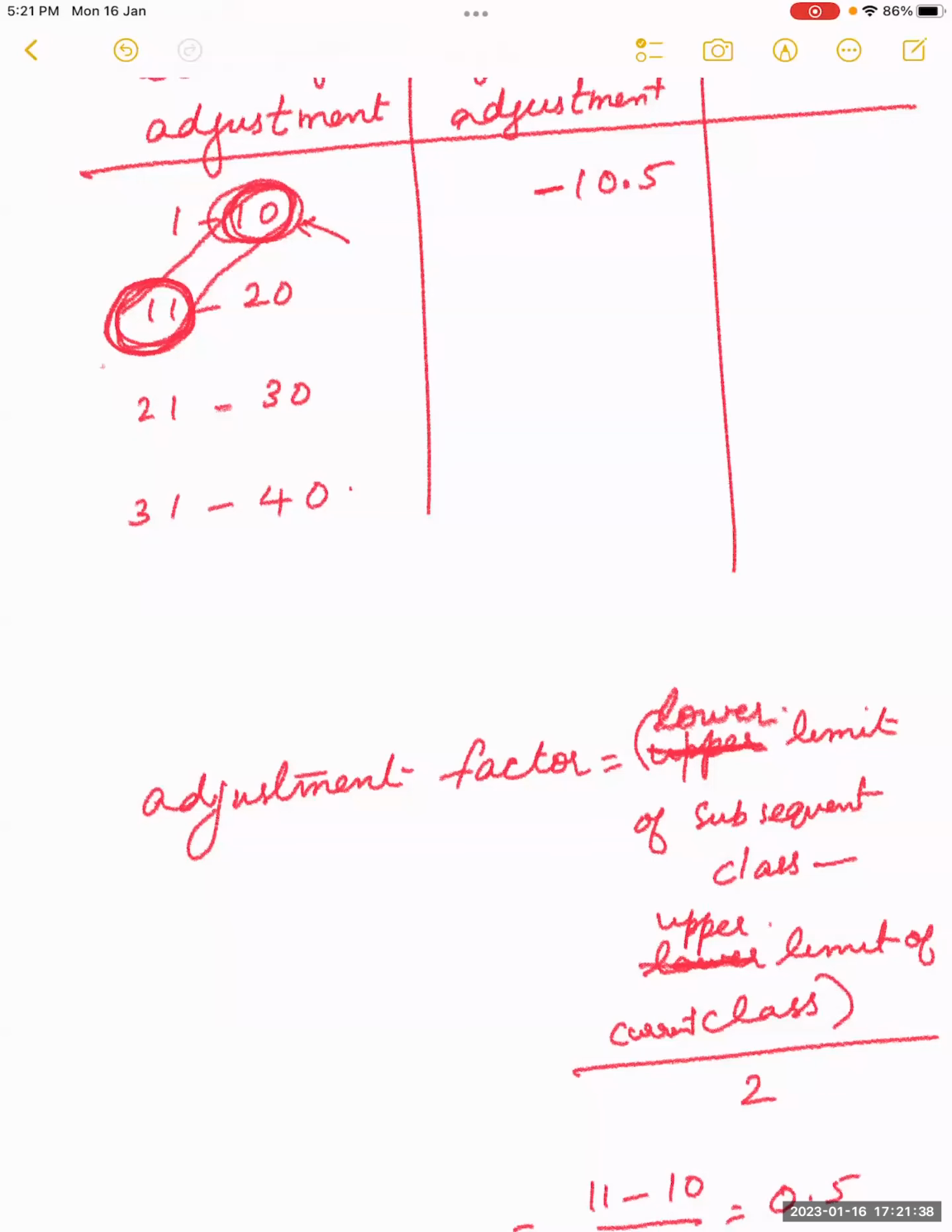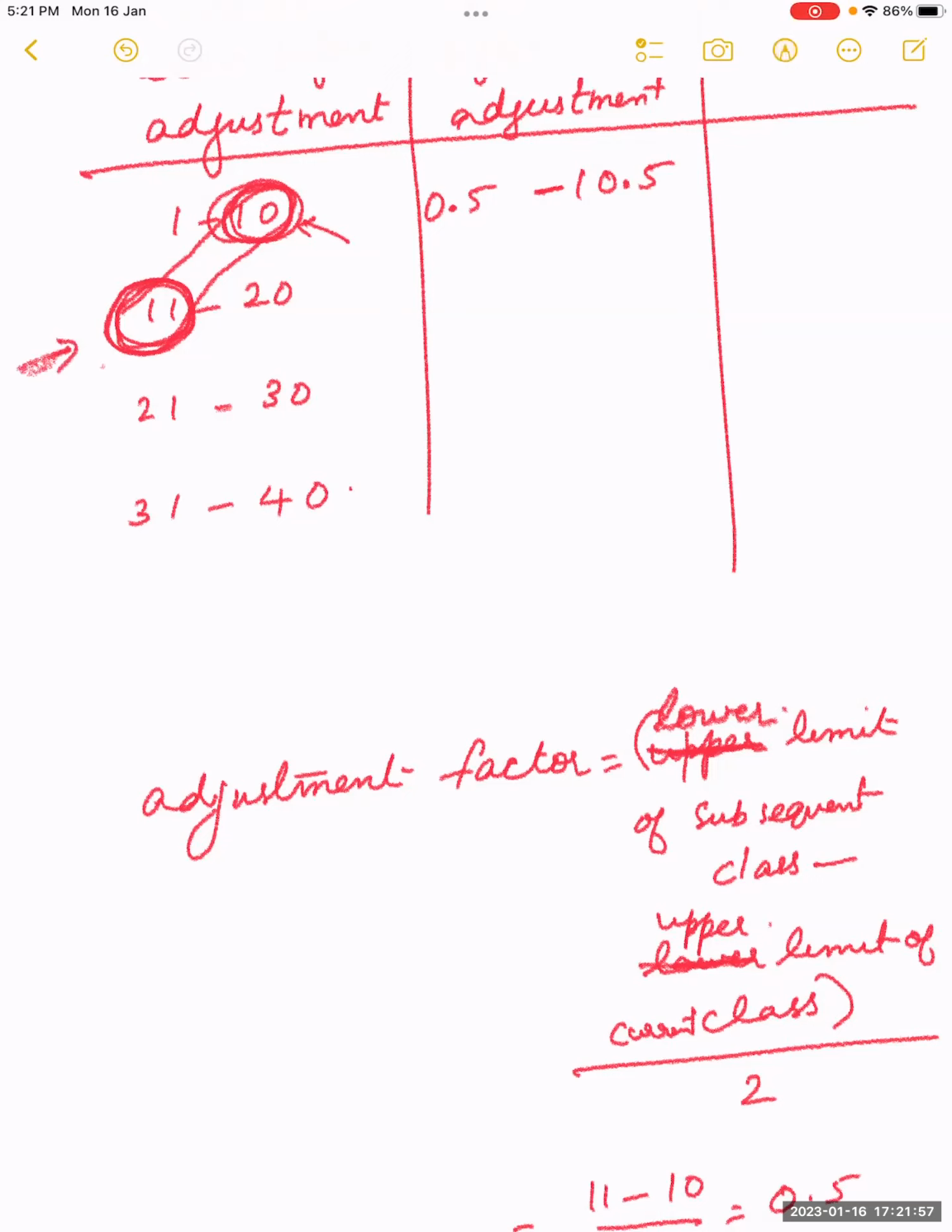To the lower limit of each class, you subtract the adjustment factor. So 1 minus 0.5 would be 0.5. And to the upper limit, you add that adjustment factor. So 10 plus 0.5. Again, your next class is 11.